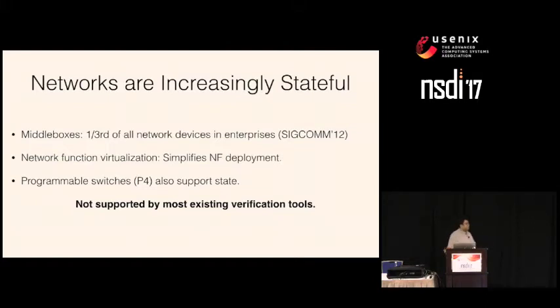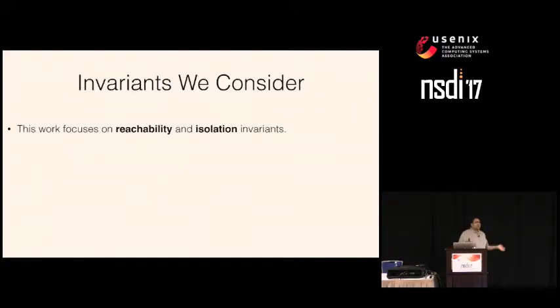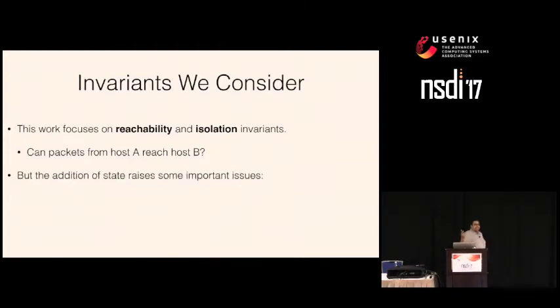So that's one reason. But the other thing is, independent of this, state actually impacts the sort of questions we should be asking. It impacts the invariants we care about. So like all of the other work in the past, we also focus on questions of reachability and isolation, which are basically questions of the form, can packets from some host A reach some host B, for example? But when we add state, you need to consider some other things. In particular, you might want to consider some temporal aspects. I'll go over this in detail in a slide.